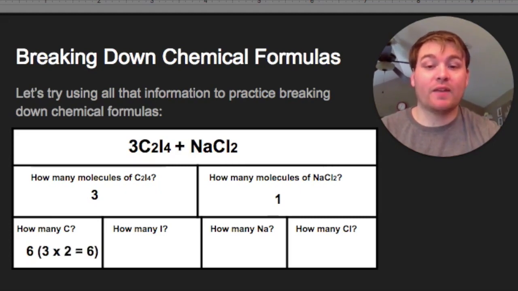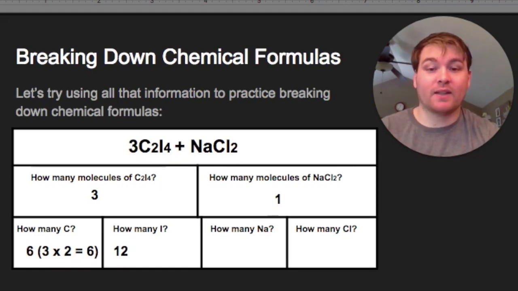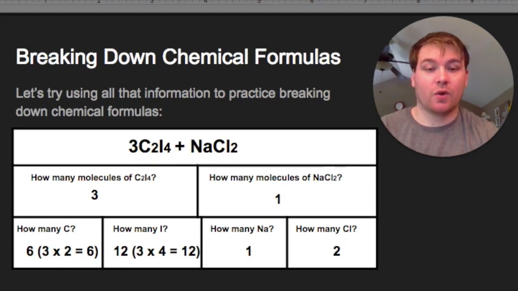I do the same with the iodine. There's a subscript of 4 and a coefficient of 3, so I have 12. When I go to the other side, there are no coefficients, so it becomes a lot easier. I only have 1 sodium and I have 2 chlorine. Let's try another example.